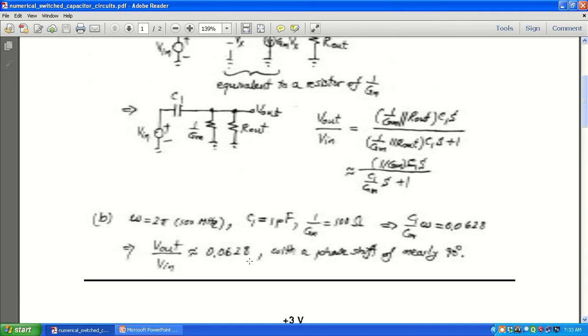Thus, we can draw the input and output waveforms. The output waveform will have an amplitude of 0.0628 times that of the input, and there will be a phase shift of 90 degrees because it's an RC network.